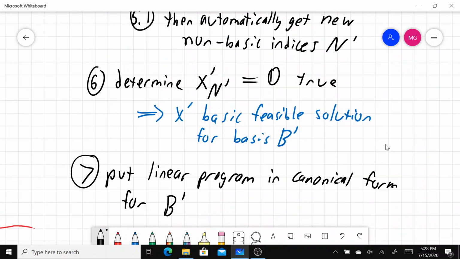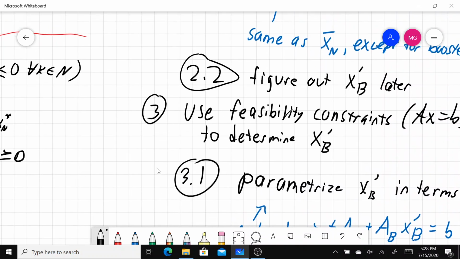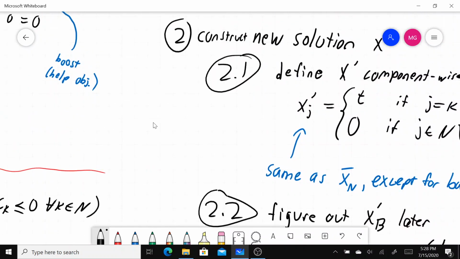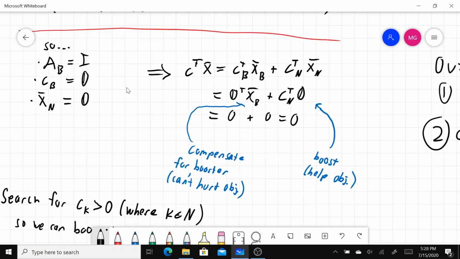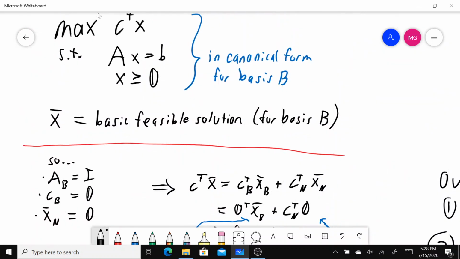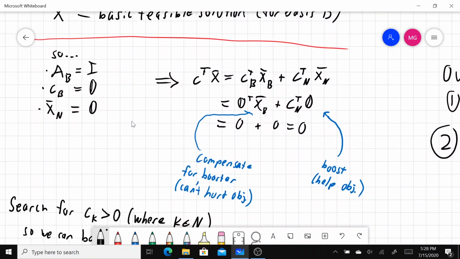Okay, so now I'll go through the details of that. So we'll just slide back up and over here. So I think we're here. So yeah, just one more time. This is our form that we're working with, and here's x bar, a basic feasible solution for this basis B that we start with. And we're in canonical form for that.